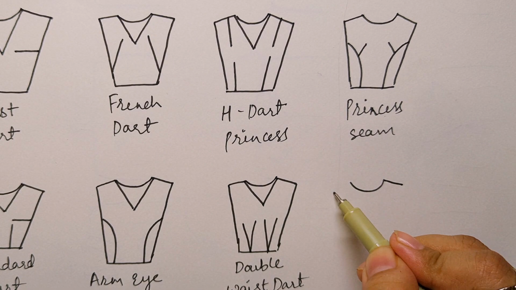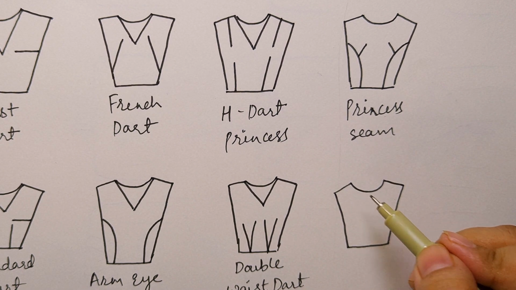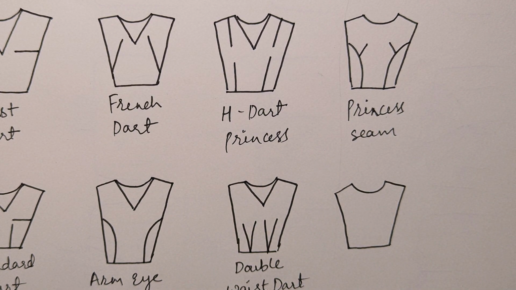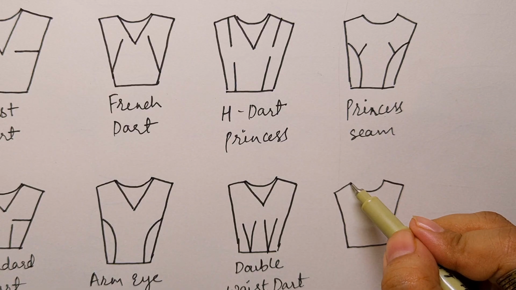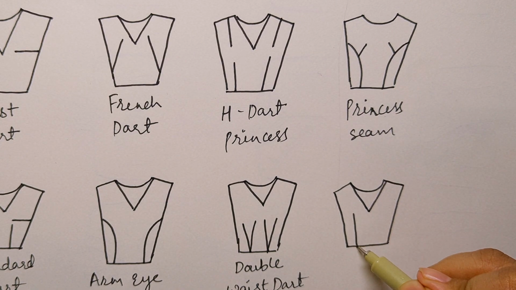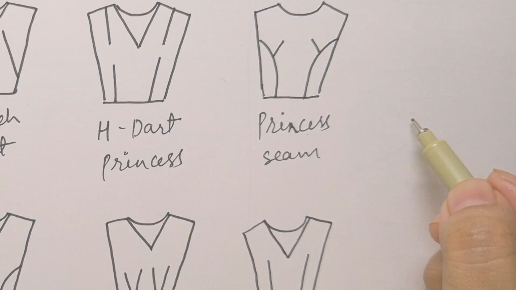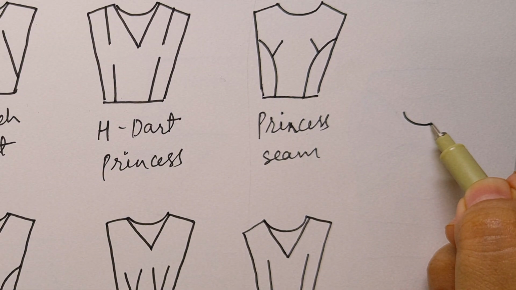Next is a waist dart. The waist dart starts from the waistline and ends near the bust or hip, depending on placement. It helps to shape the waist area by removing excess fabric and defining the natural curve. A simple waist dart can make a huge difference in achieving a clean and fitted look.